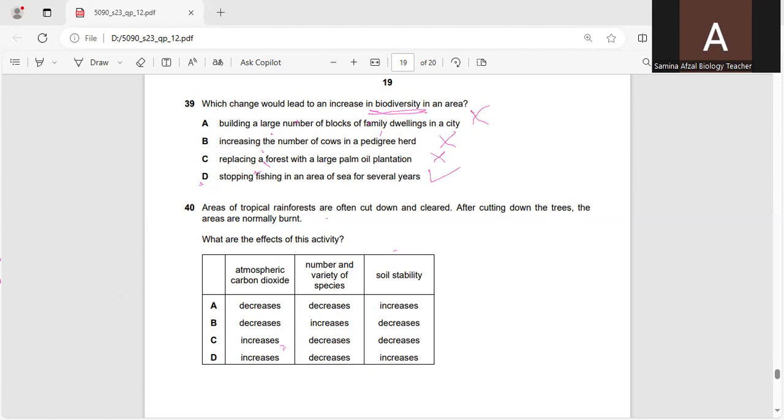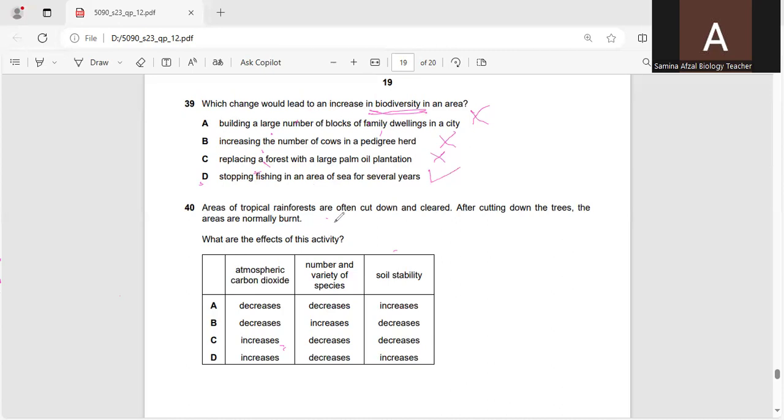The number of different species has to increase, so the only method is to increase their numbers. There should be a stop to fishing in an area of sea for several years. There should not be any fishing over there, and there should not be any chemicals dropping over there. In this way we can increase the biodiversity of organisms or the fishes in an area.